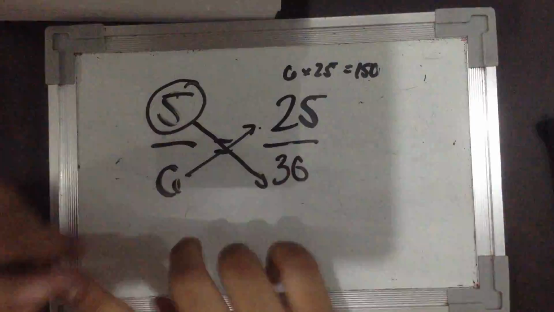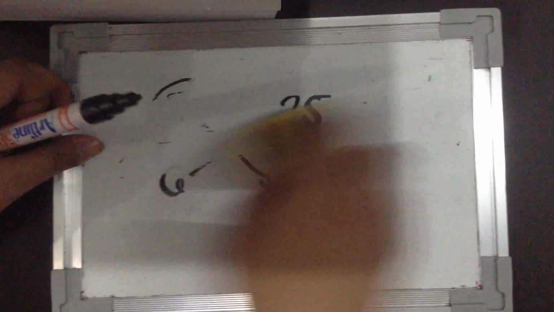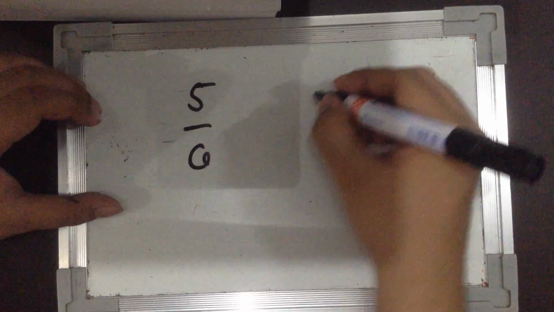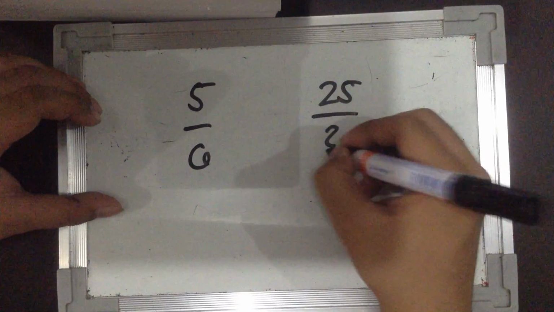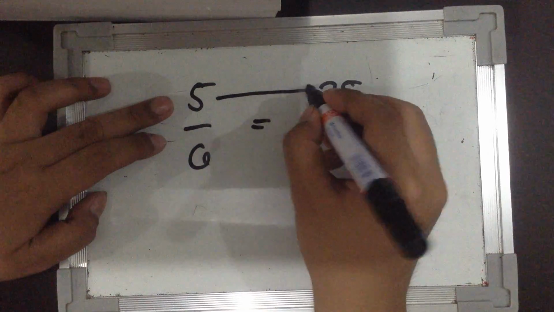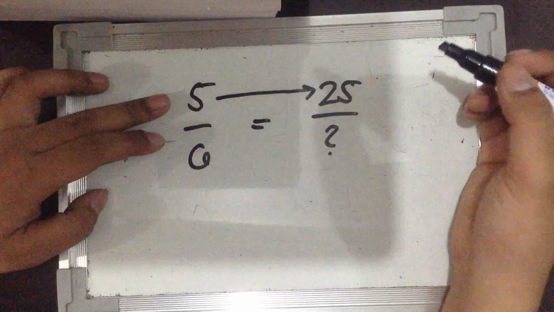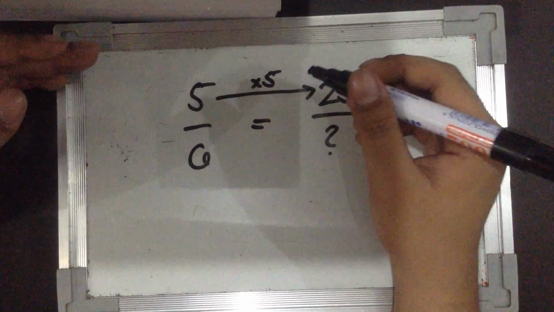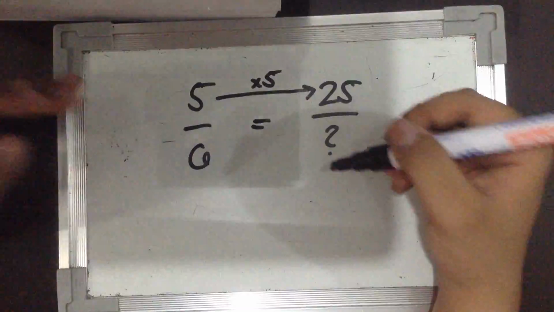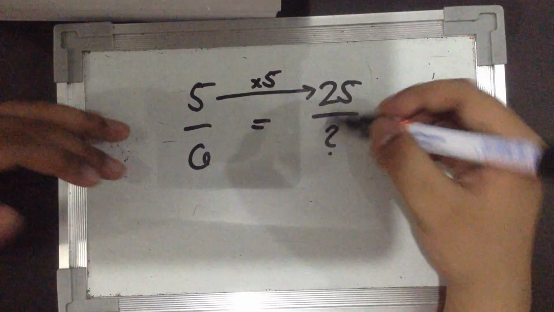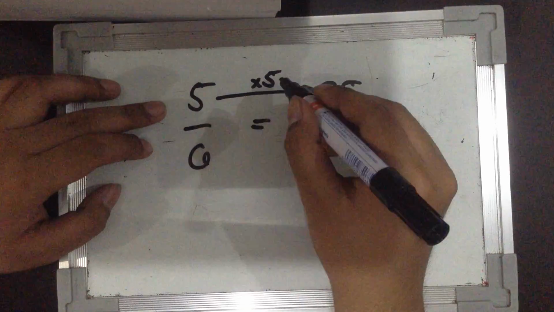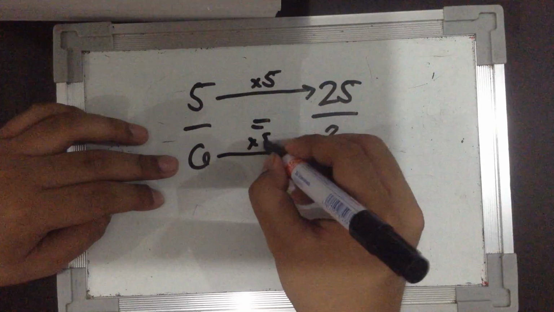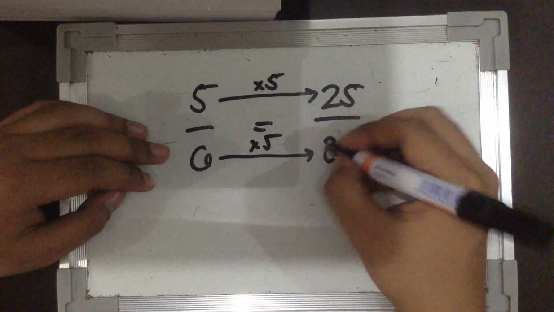Another way to do this is with the horizontal arrow method. So let's use the same example. If we have 5/6, and then we have 25 over something, to get from here to here, what do you have to multiply? So you have to multiply 5 to get 5 to 25. To get a pair of equivalent fractions, these numbers just have to be the same on both the top and the bottom. So 5 times 5 is 25 on the top, so you just have to copy that to the bottom, so 6 times 5. 6 times 5 is 30, so the answer here is 30.